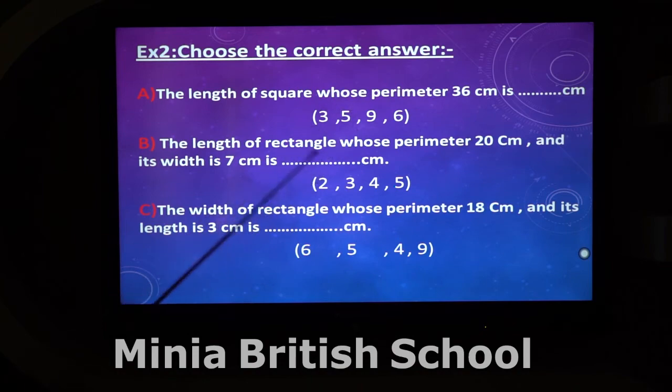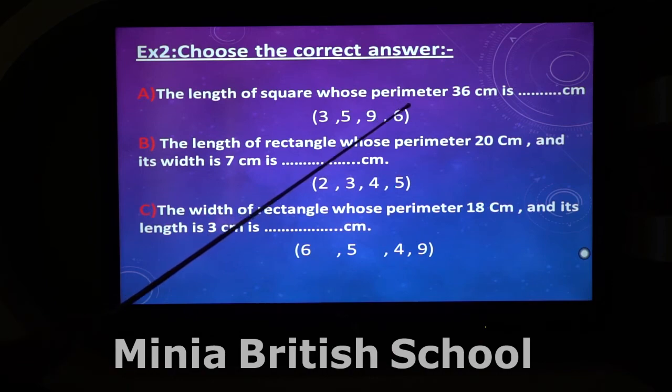Choose the correct answer. The length of the square whose perimeter is 36 centimeters. Is it a square or rectangle? A square. So to find the length of the square, you have to do what? Divide the perimeter by 4. 36 divided by 4. Excellent. Gives me 9. So the length here equals 9.